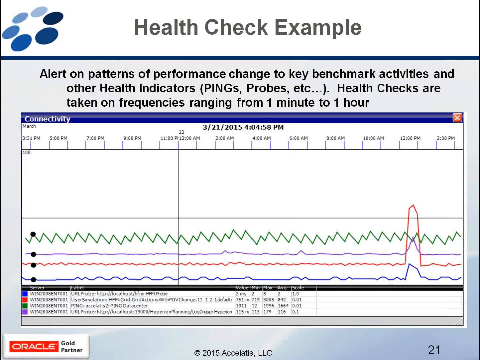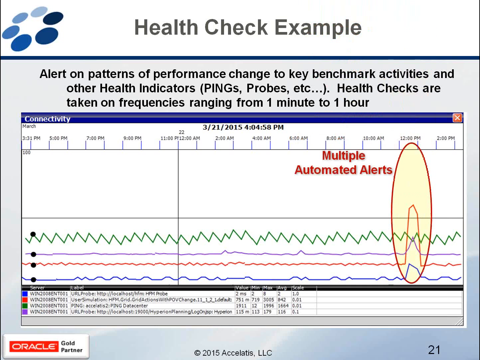So here's a graph that took place over, I think, a little bit less than 24 hours. And you'll see everything's pretty stable. Here we're doing some network connectivity checks. We're doing a ping check. We're doing a synthetic transaction where we're simulating an HFM grid action. We're doing a basic URL. We're doing a couple URL probes. Every minute or every 5 minutes, every 10 minutes. Or if it's a little more expensive, like a synthetic transaction, you might do it every hour or less frequently.